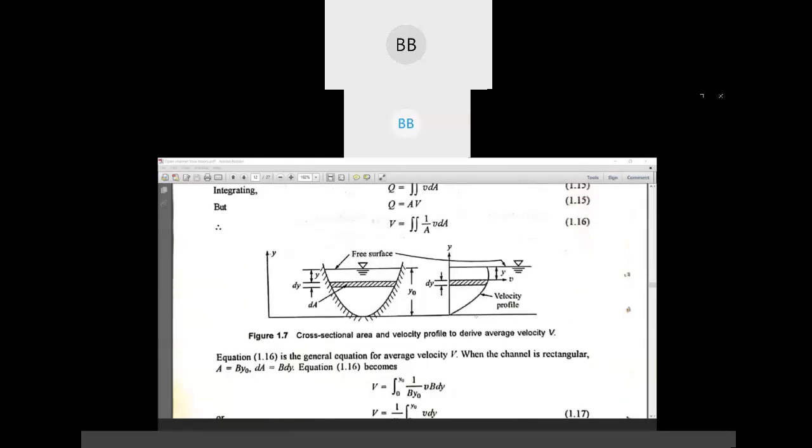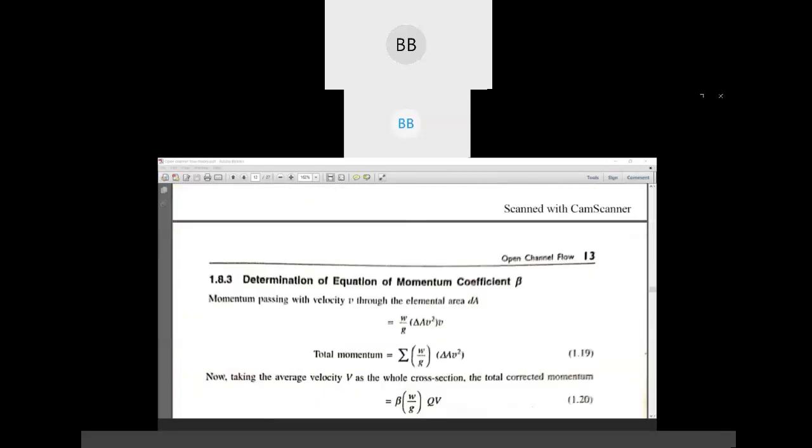Another term is the momentum coefficient, beta. The derivation is very similar to alpha. But here we know what momentum is. Momentum is mass into velocity.